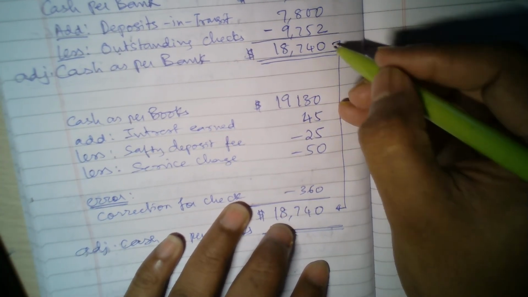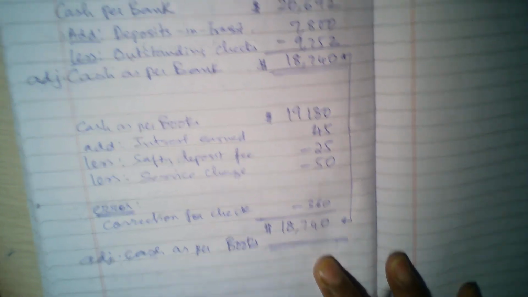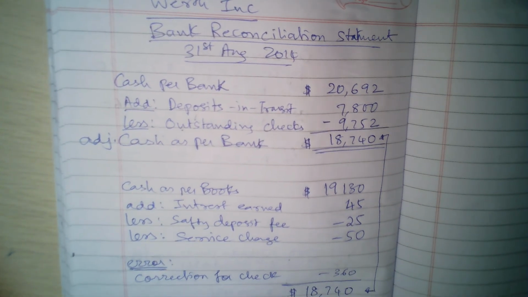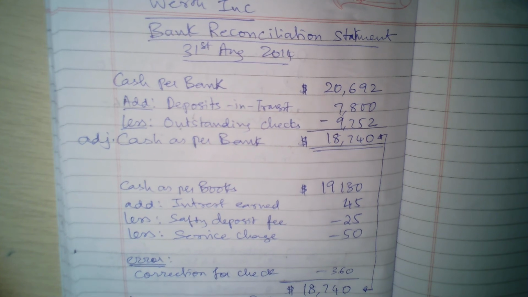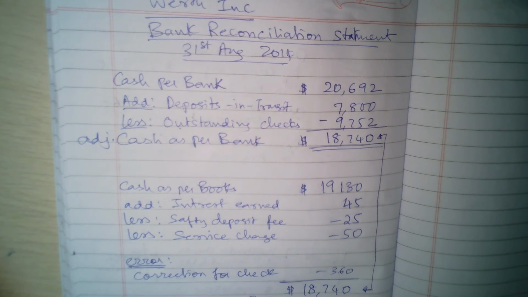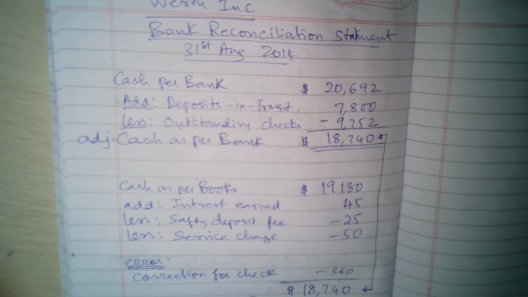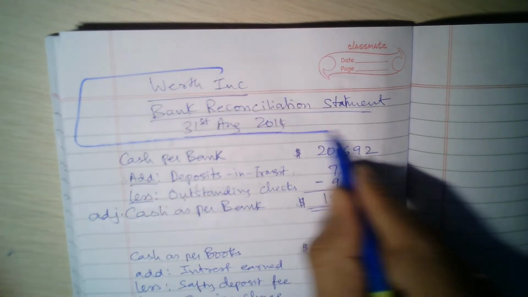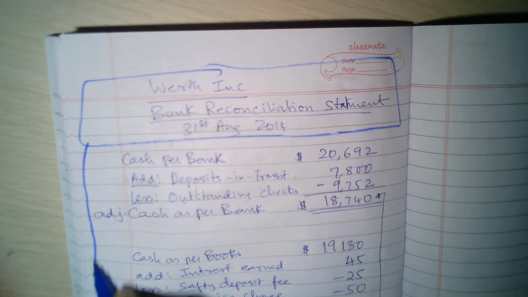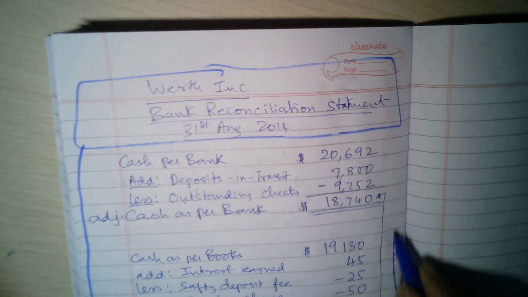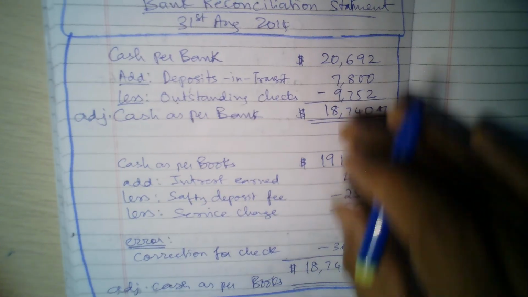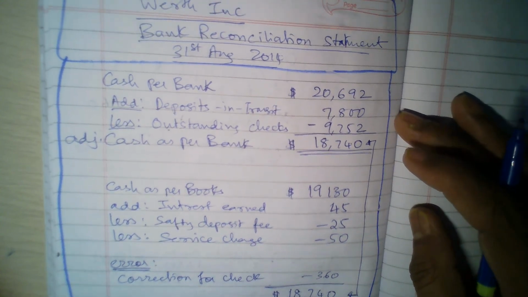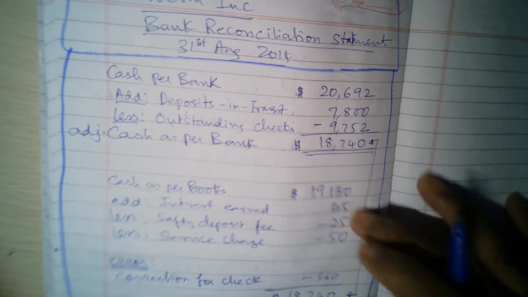So now the bank cash and books cash, both of them are reconciled. Therefore we have the reconciliation statement completed. Let me just draw a box around it. So this is the complete reconciliation statement. I hope this was interesting and your answers are matched with this.